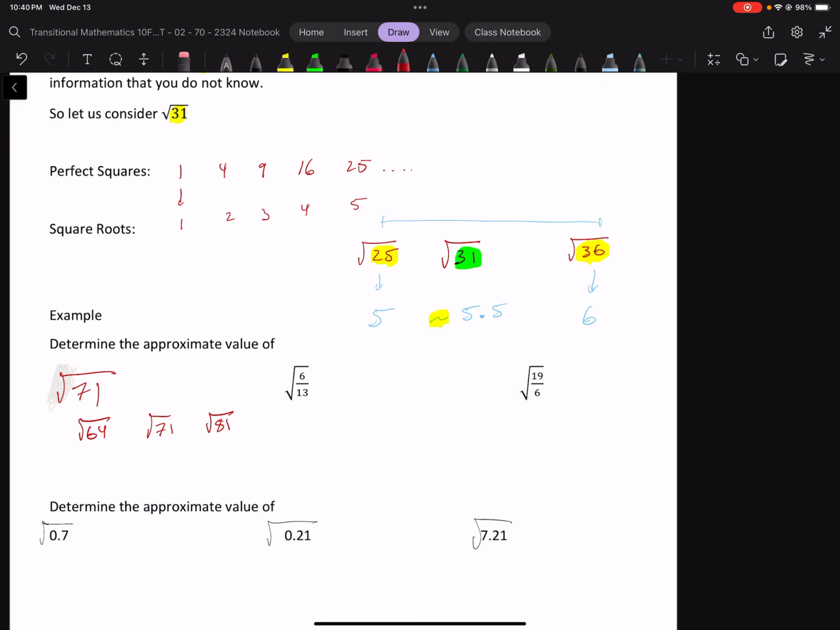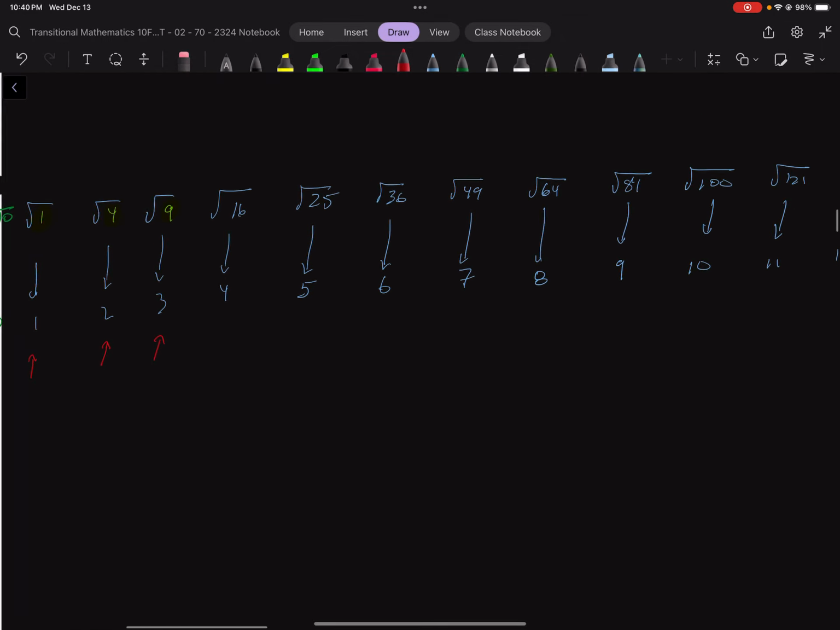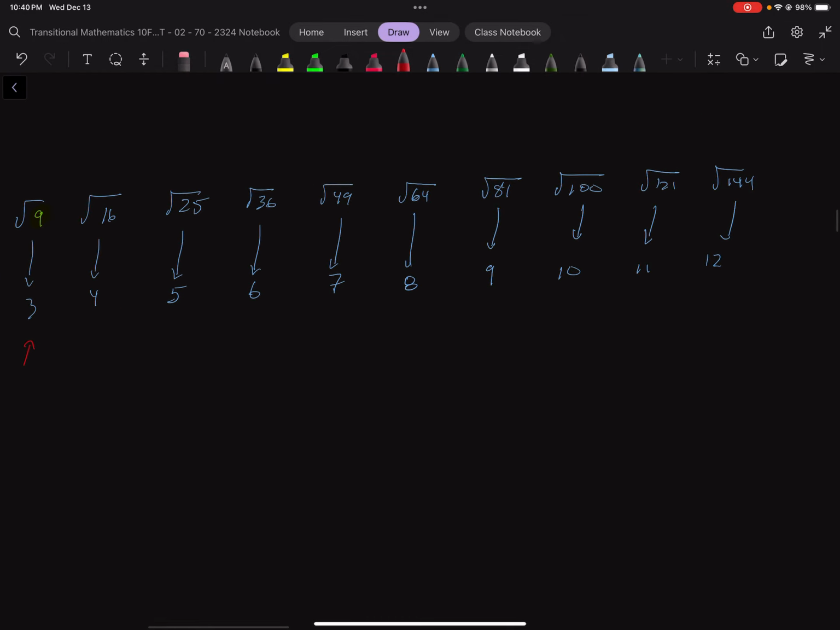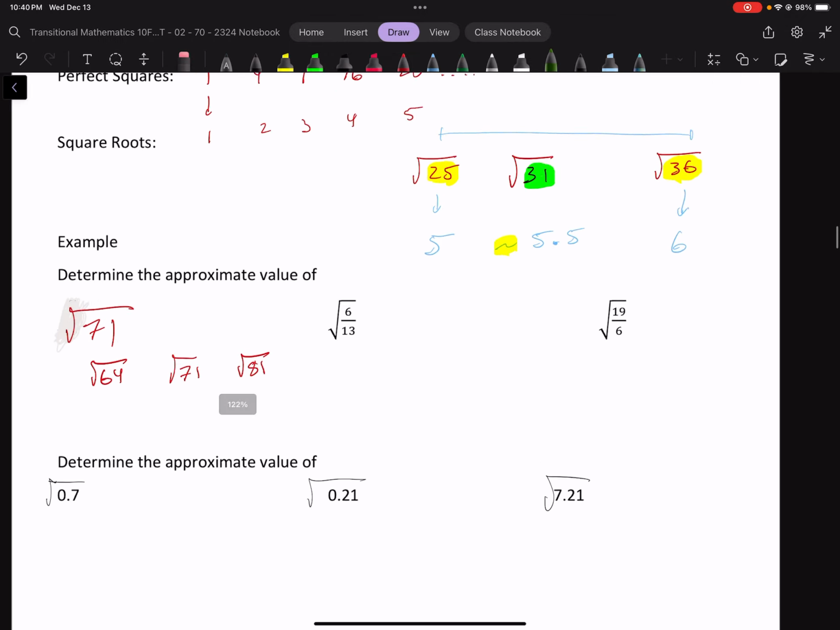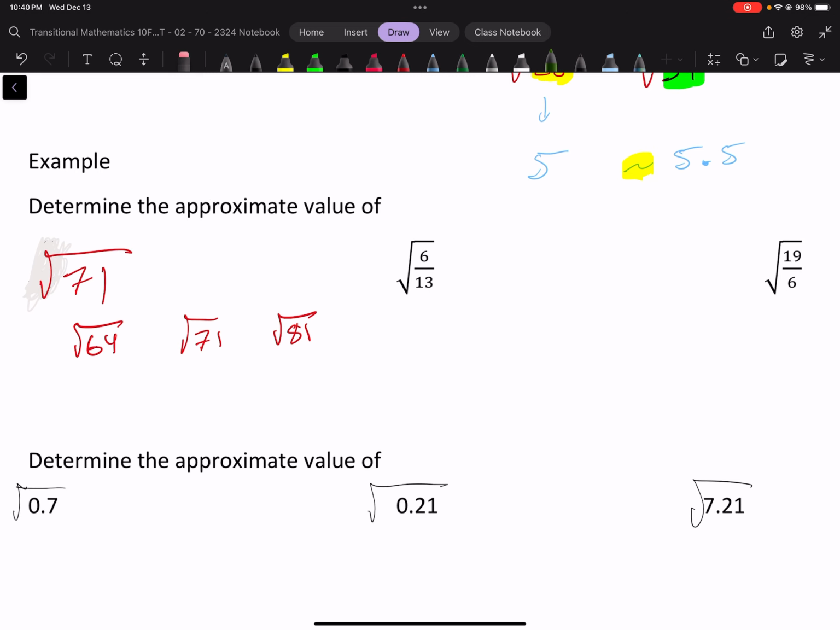And then I look for the perfect square that is greater than 71. It's 81. So if I take a look at this, I know that the square root of 71 is going to fit somewhere in between these two perfect squares. And that's what I've tried to communicate here. And I know that the square root of 64 is 8. The square root of 81 is 9. So the square root of 71 is somewhere between 8 and 9. It's a pretty good estimate, isn't it?